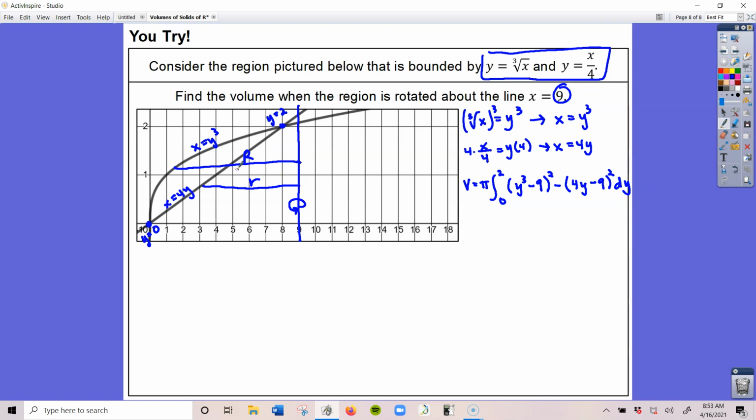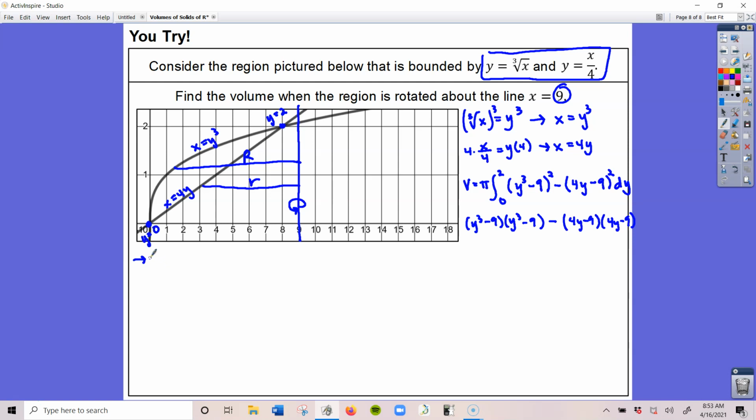be formed. Now we're going to need to distribute all of this so that we can rewrite it in polynomial form. So we're going to multiply y to the third minus 9 times y to the third minus 9, minus 4y minus 9 times 4y minus 9. So let's multiply that out. I'm going to do that over here.